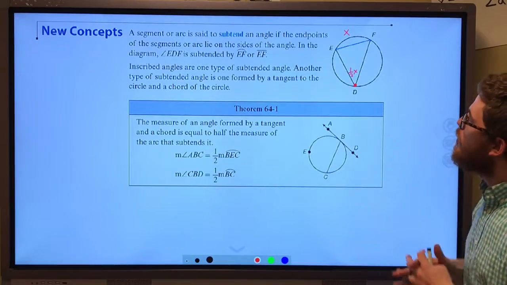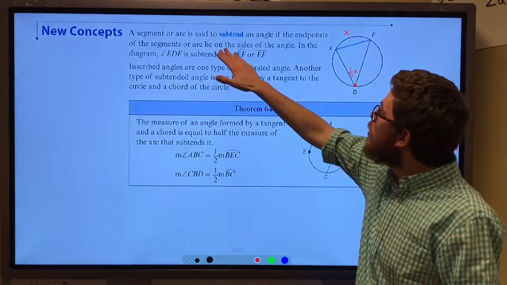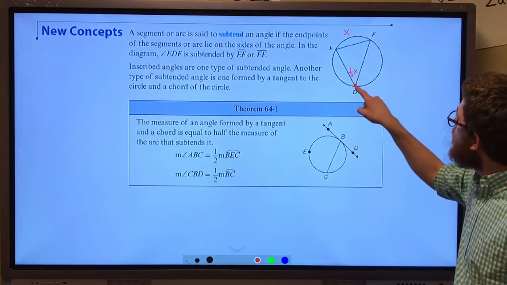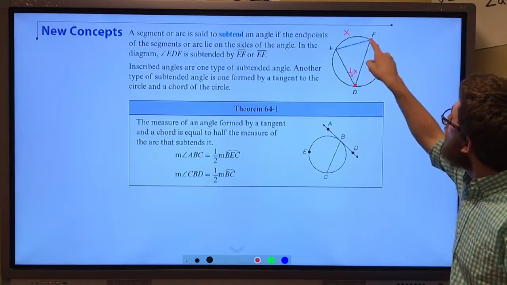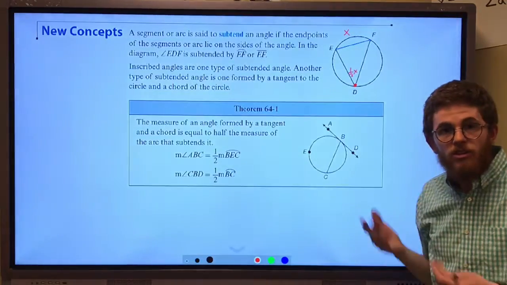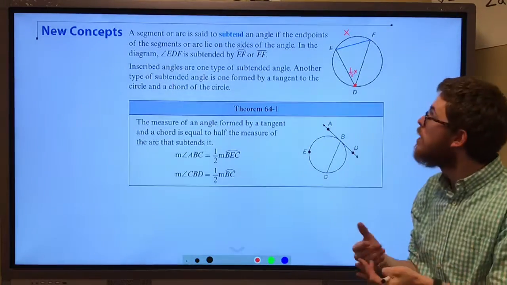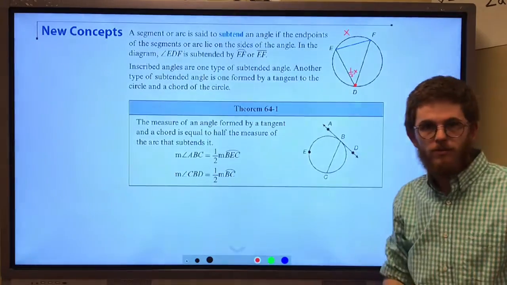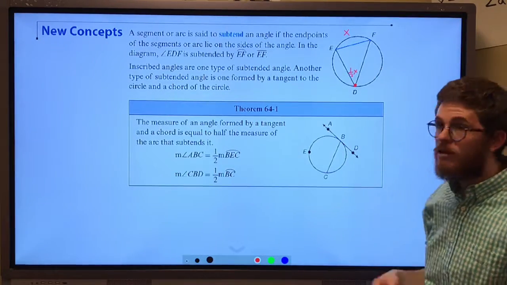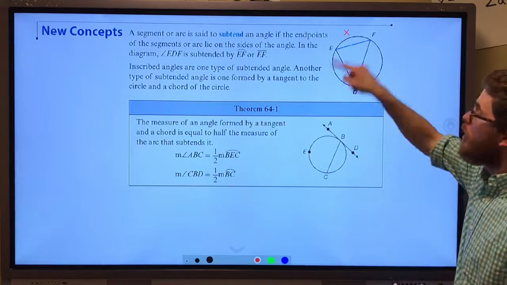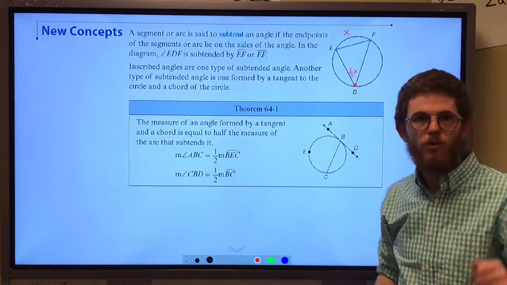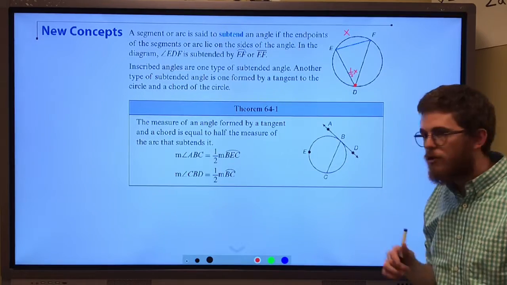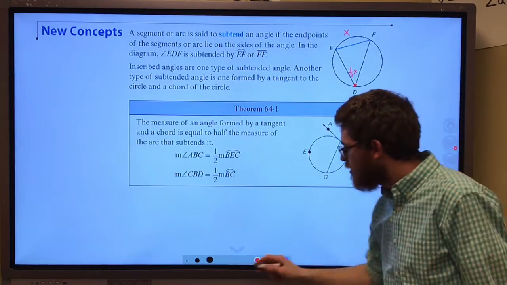Well, first of all, we got some more vocabulary. A segment or arc is said to subtend an angle. So that arc EF that I marked X subtends this angle because it is formed by the endpoints. So that blue segment subtends the angle. So does this arc. It subtends the angle. Anyway, some more terminology for us. But as we look down here at our new situation, it's not that crazy new to us.